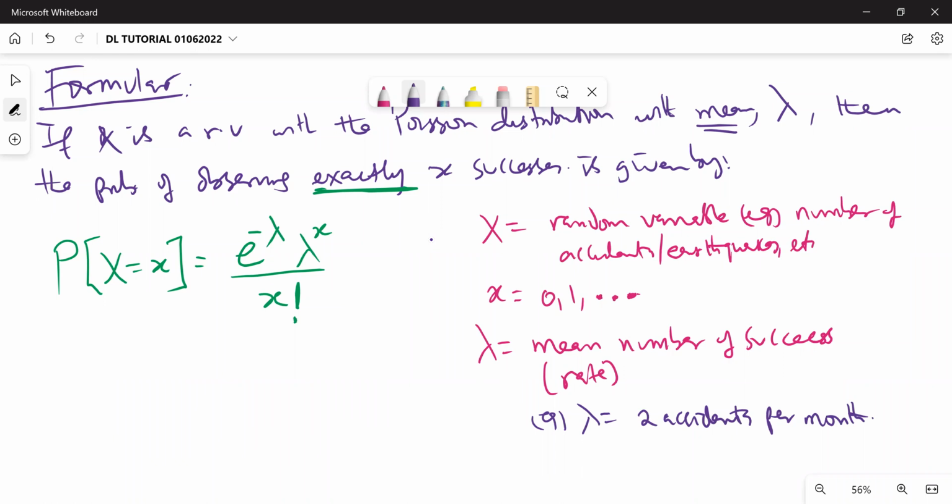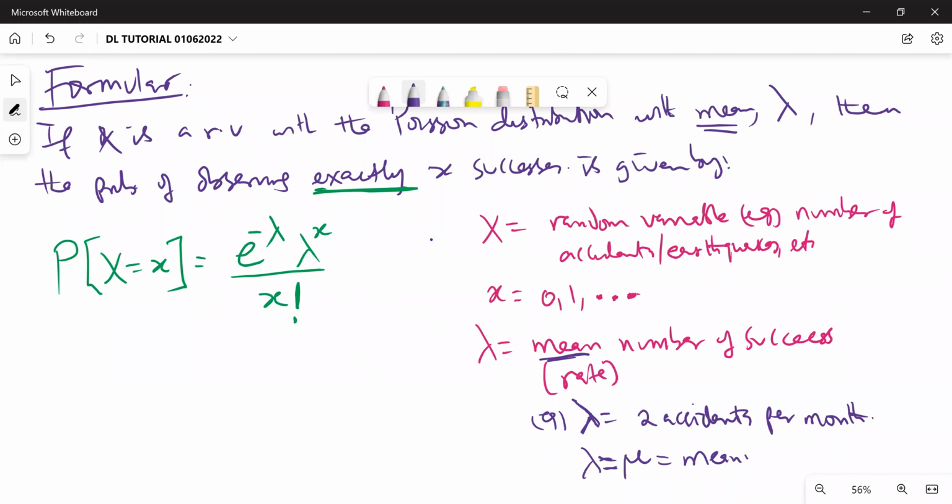Okay, or 2 earthquakes per year, or maybe 1 earthquake per year, and so on and so forth. So it will always be given in terms of a rate. Sometimes we just call this mu. It's the mean. So it's the mean number of successes.